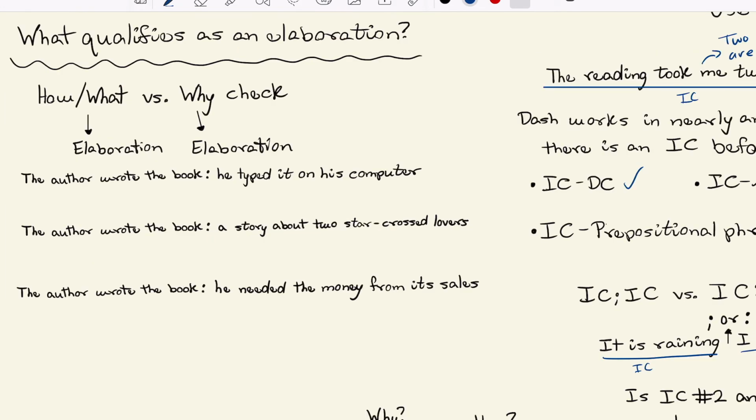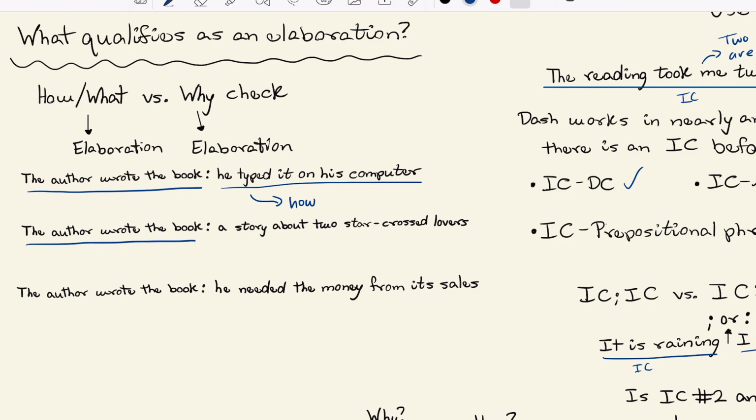What qualifies as an elaboration? How and what versus why? So we have 3 sentences as examples. The first one, the author wrote the book. He typed it on his computer. He typed it on his computer is answering how the author wrote the book. So this is how.